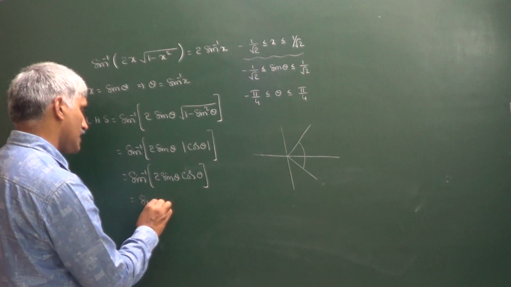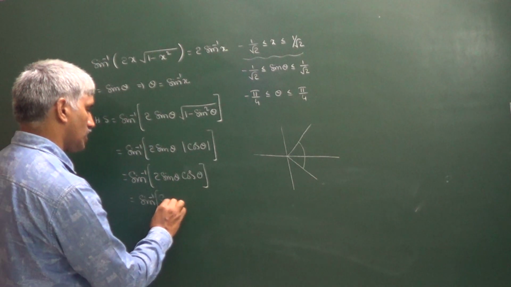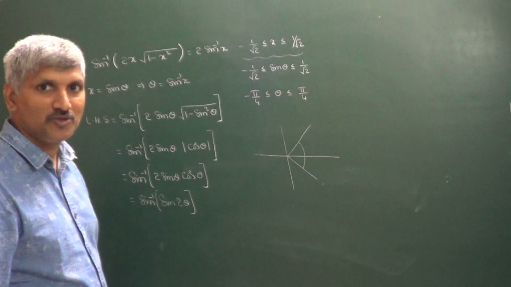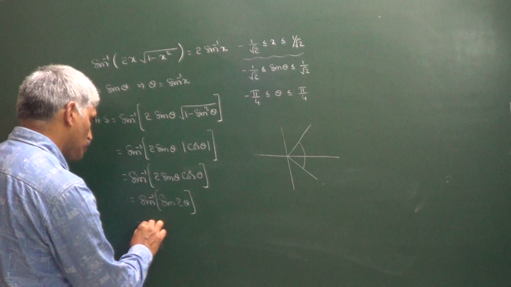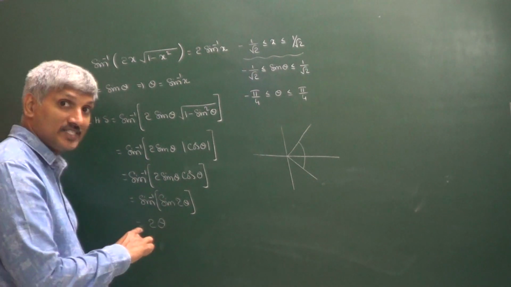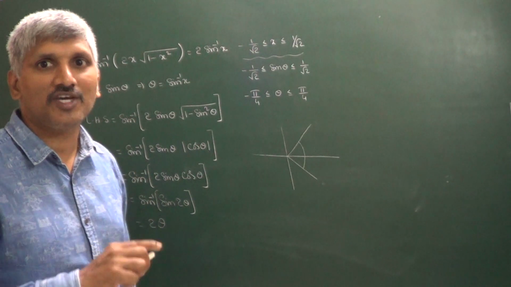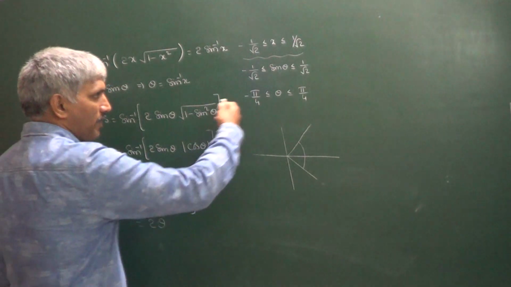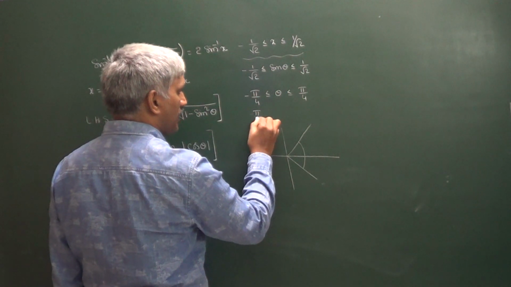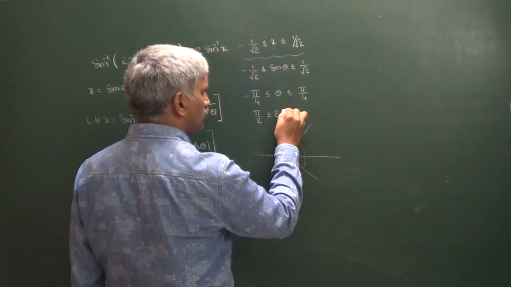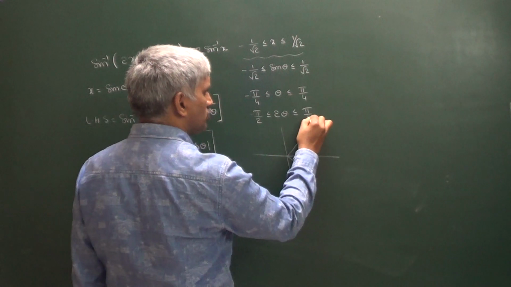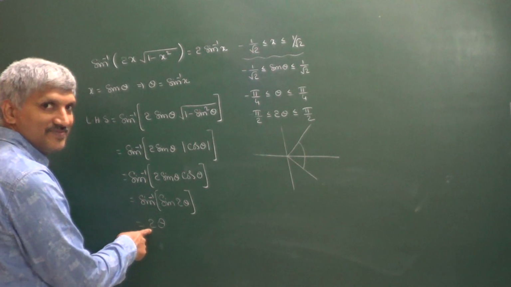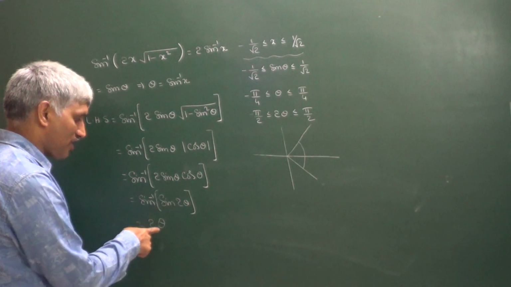Now this is equal to sine inverse of 2 sine theta cos theta, which can be written as sine 2 theta. Very good. Sine inverse of sine 2 theta we got. But now can I write this as 2 theta or not? Yes, you can write 2 theta if you have the information that 2 theta is there between minus pi by 2 and plus pi by 2. Check here, multiply by 2, you will get minus pi by 2 less than or equal to 2 theta less than or equal to pi by 2. So sine inverse of sine 2 theta, we can write 2 theta.